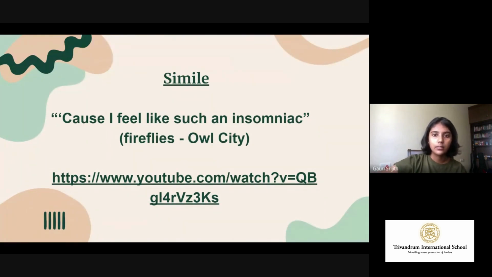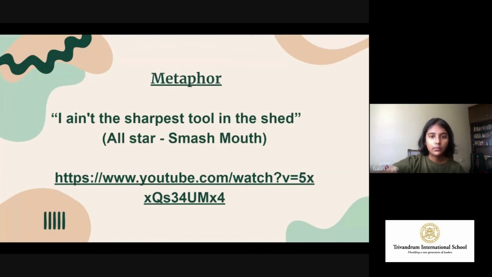Sorry, next slide. "I ain't the sharpest tool in the shed." It's a line from All Star by Smash Mouth. It's a metaphor. It also compares 2 things, but not using the word like or as. In this, he compares himself to a tool in the shed, specifically a blunt tool, because he's basically implying that it takes him more time to understand, like a blunt tool would, to get a job done.